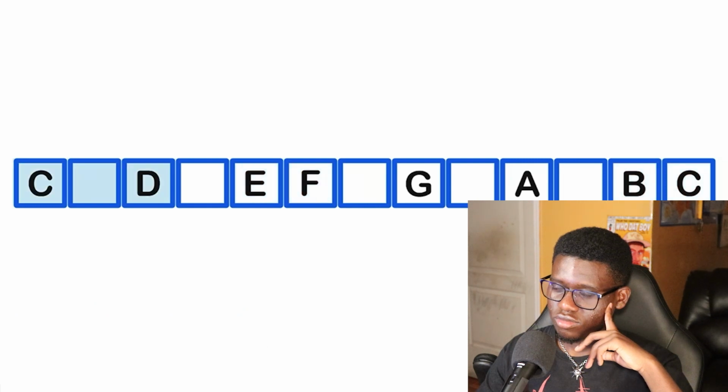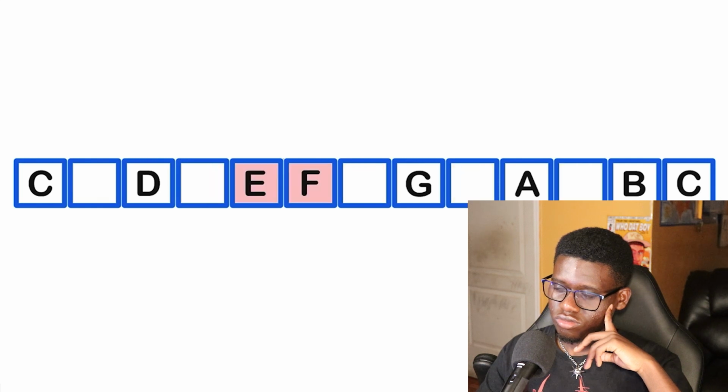The notes C and D, for example, are a tone apart, 2 semitones, so there is space in between to fit another note, D flat or C sharp. Same goes for between D and E, F and G, G and A, and between A and B.